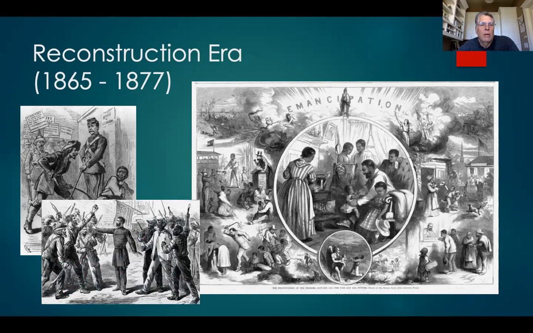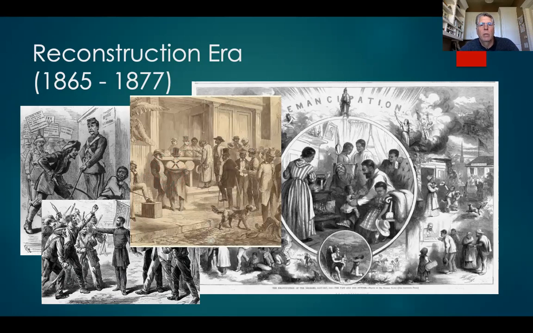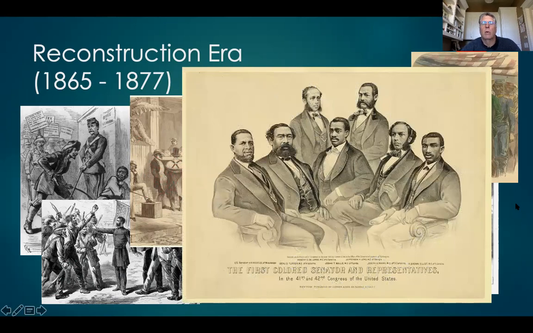And so you had the North, the federal government, the Army, coming down from the North, keeping the peace, maintaining, enforcing the law, enforcing the new amendments, okay? And Blacks could vote and did, right? And of course, shortly after the end of the Civil War, you had the first African American senators and representatives, right?